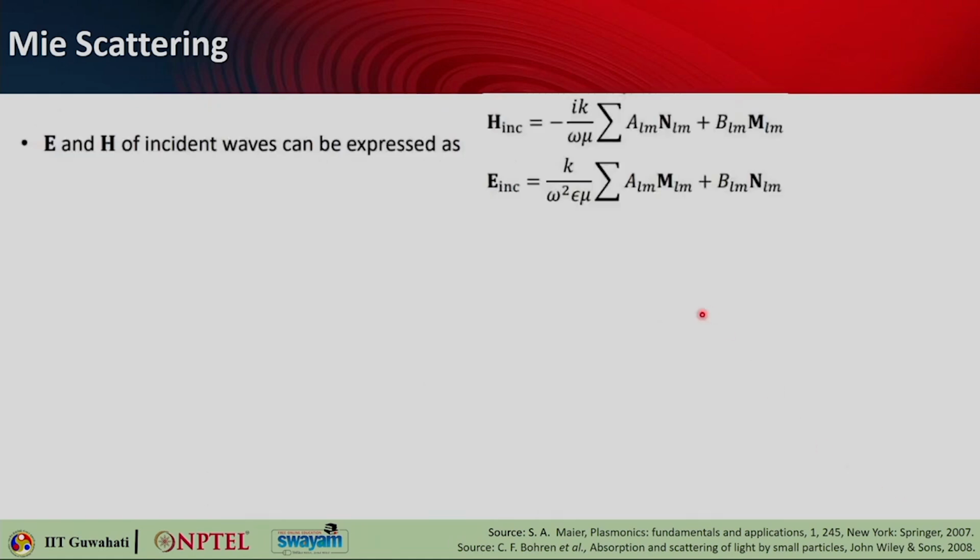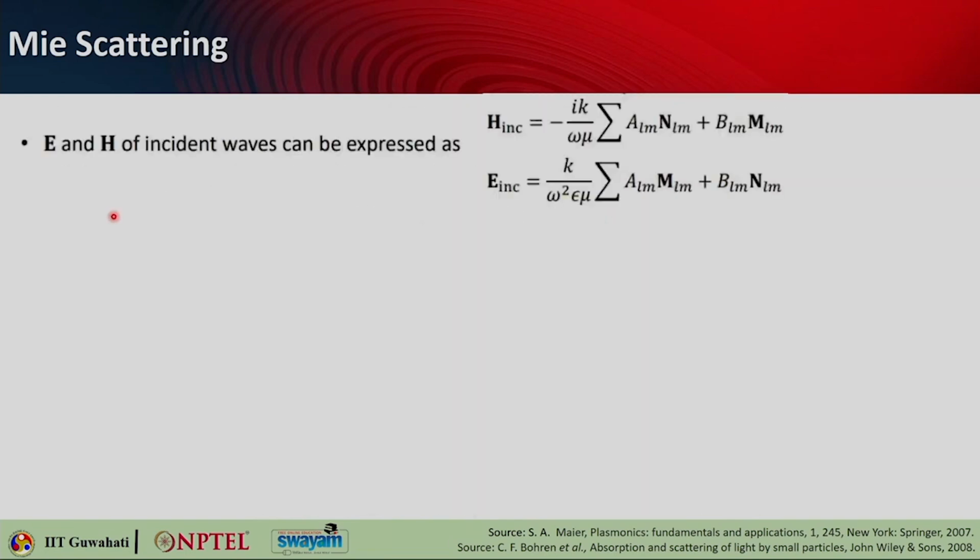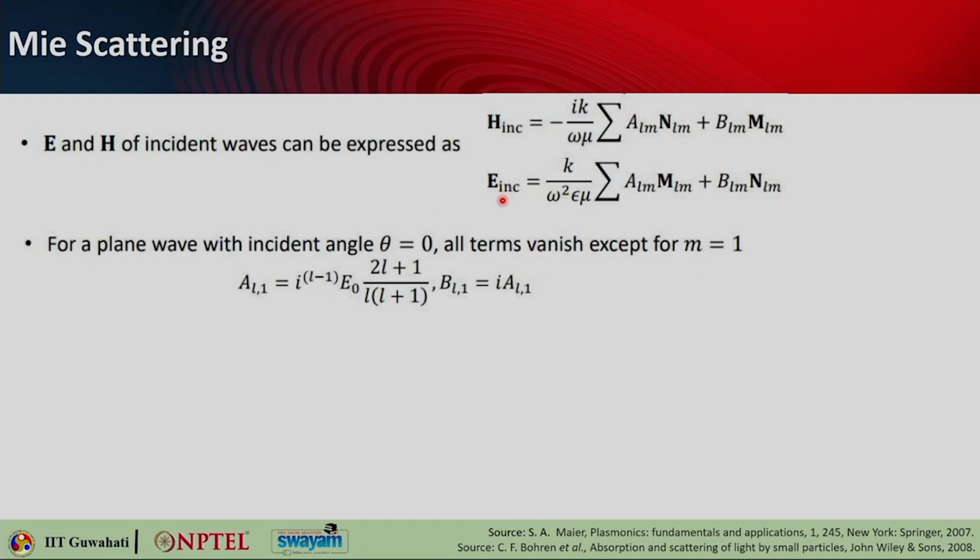With that you are able to express E and H of the incident field using the 2 vector harmonics M and N that you have seen here. You write them as a linear combination of these 2 vector harmonics. H incident and E incident are the incident magnetic and electric fields. Then you apply the conditions: for a plane wave with incident angle theta equals 0, all the terms vanish except for m equals 1. That gives you a simplified version. You can find out what A_l1 is, that term comes out like this, and B_l1 is basically i A_l1.